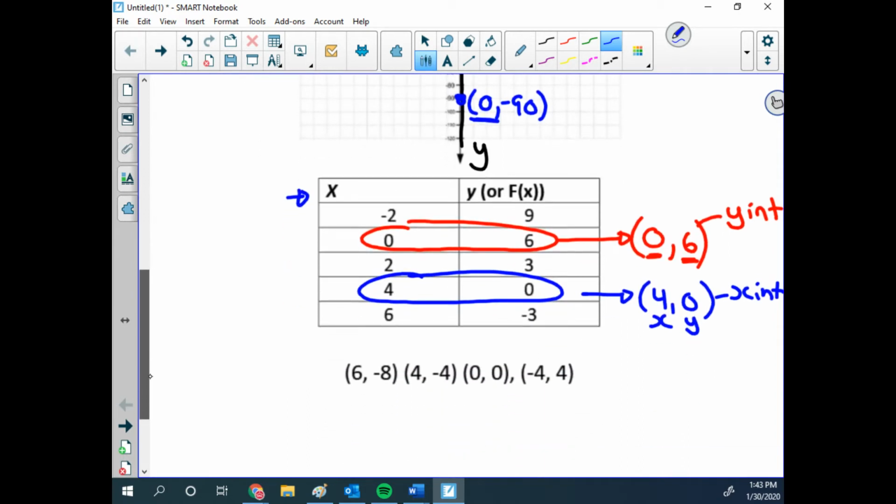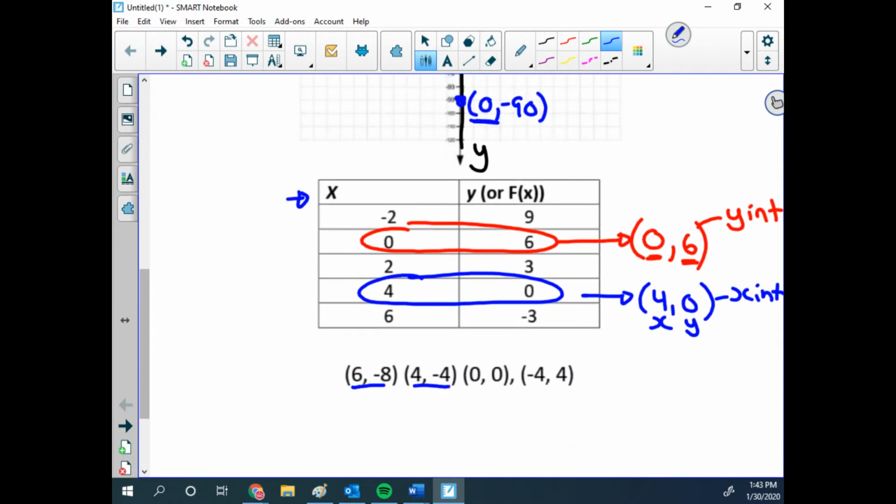I should also be able to, given a whole bunch of ordered pairs, look at them and say, oh, the x-intercept is this value and the y-intercept is this value. So where does it cross those axes? Well, if I'm looking at this one, the 0 value is actually at 0, 0. And so that would be a point where the graph crosses through the origin. That means both the x and y intercepts equal 0.